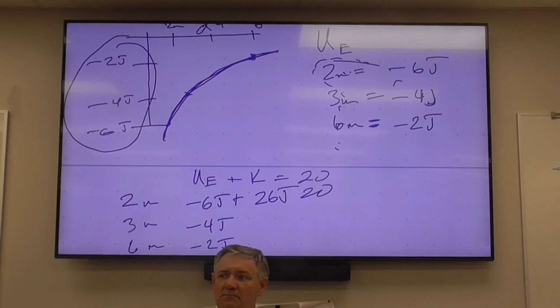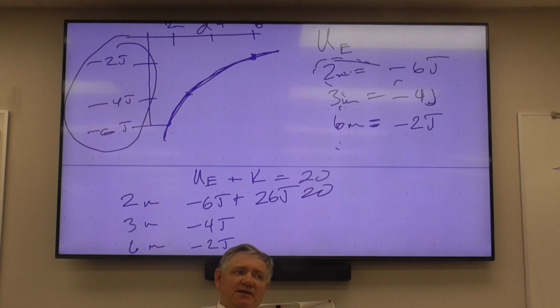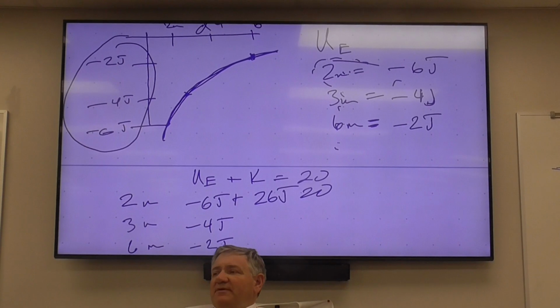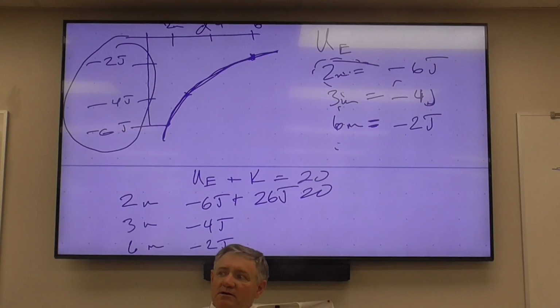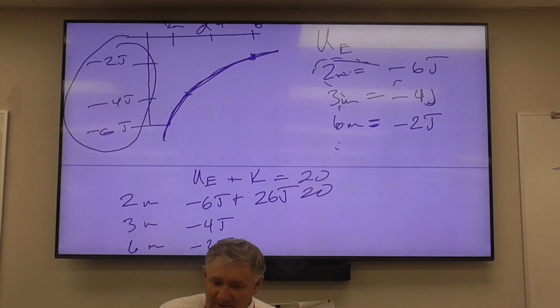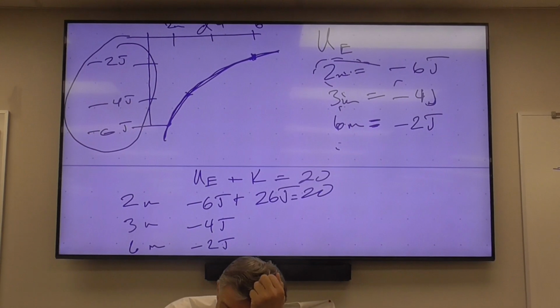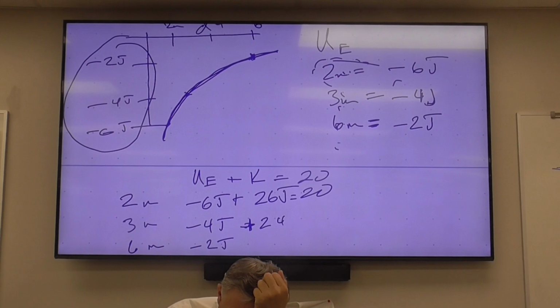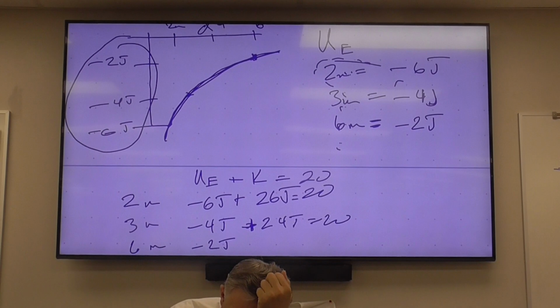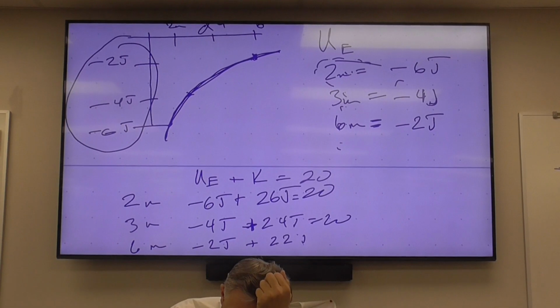Balance out the negative values. Well, how do you calculate kinetic energy? 1/2 mv squared. So even if you have negative velocity, you're still going to square it. Okay? So your kinetic energy can never be a negative value because that says to add up to 20. So then I'm going to have 20 plus 24 joules, and then plus 22 joules to get to 20.